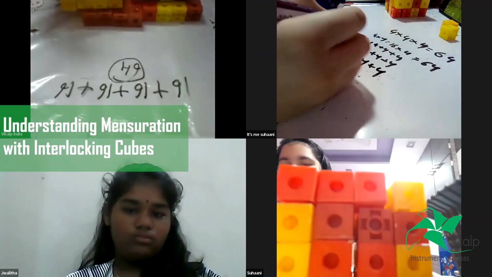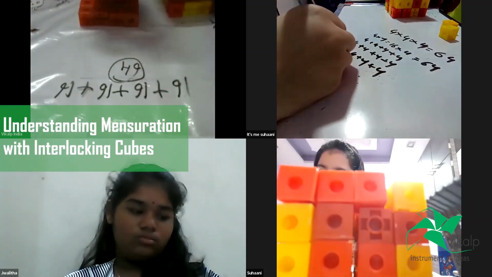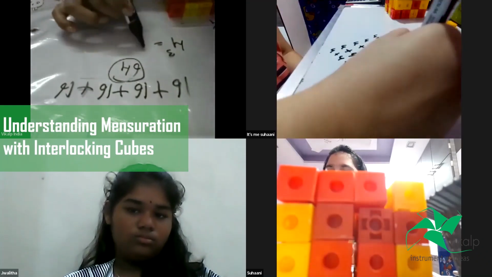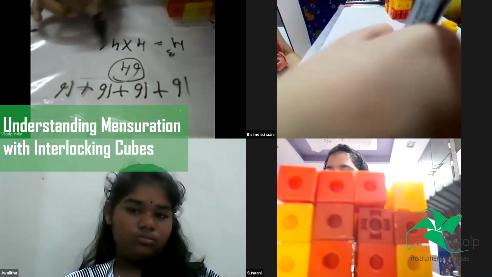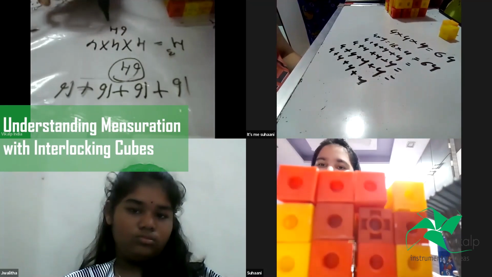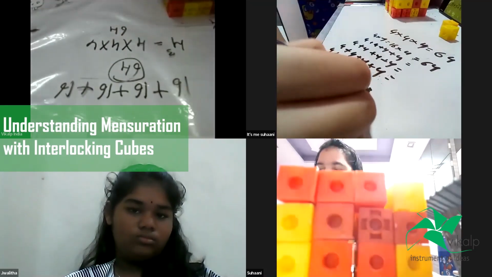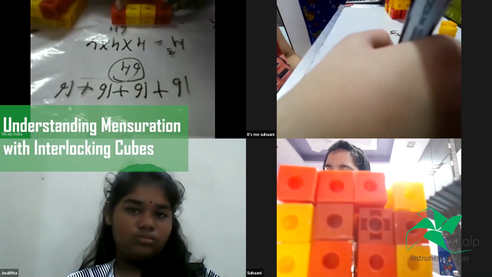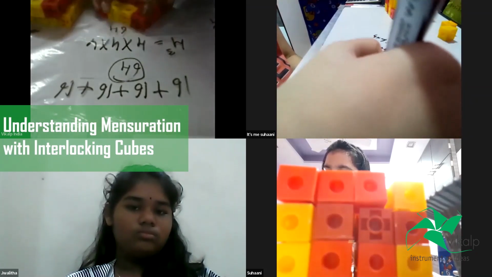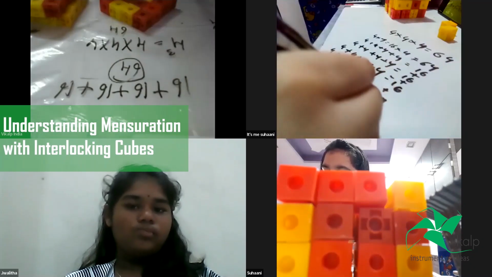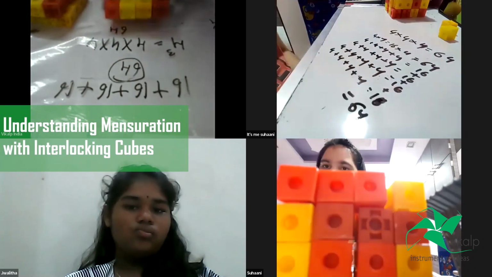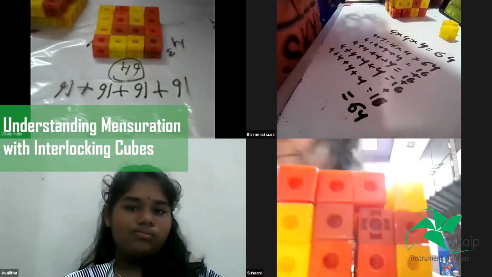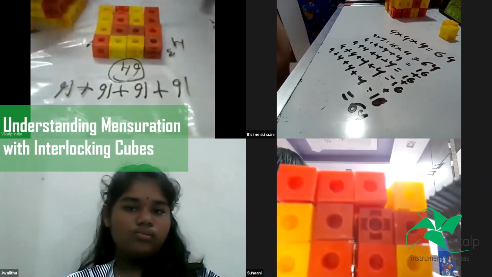So that means the cube number of 4 is 64. Yes, the cube number of 4 is 64, right? Because when you look, this one is 4 centimeter, 1, 2, 3, 4 centimeter, 1, 2, 3, 4 centimeter, but it is only in length and breadth. That means it's not a cube, right? So you need to make it a cube. For that, you need to add another layer of cubes.